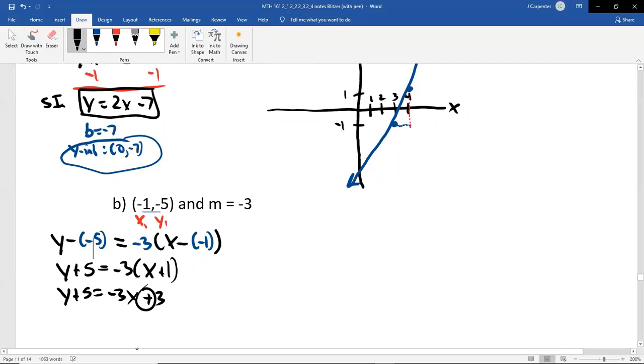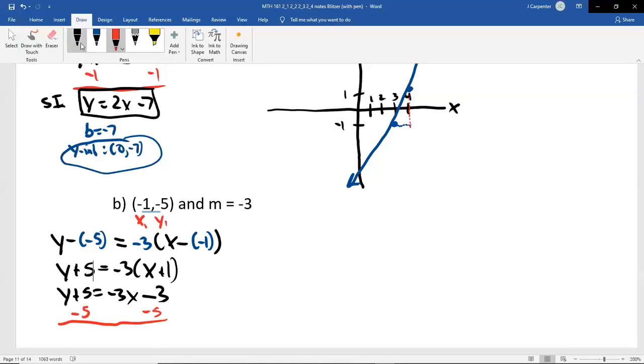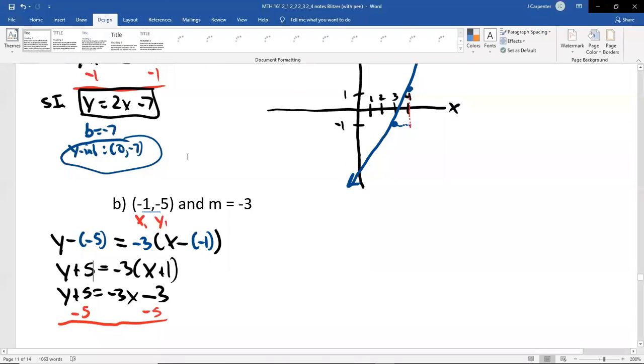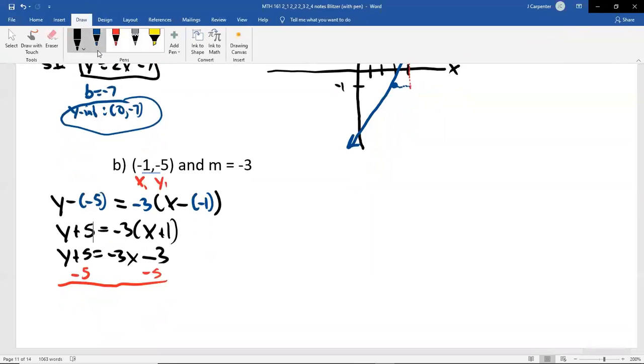This is a common mistake. That's my mistake. I didn't distribute the negative correctly. Make sure that's a -3. Then all we got to do is move the 5 by subtracting on both sides. Sometimes it's adding, sometimes it's subtracting, just depends on the format. So y equals -3x, -3 minus 5 is -8. And that is our answer in slope-intercept form. The top one was point-slope form.